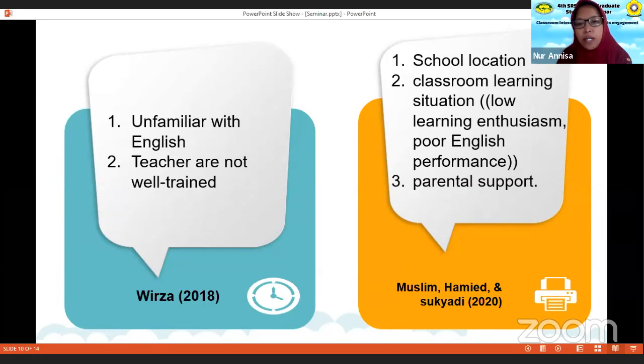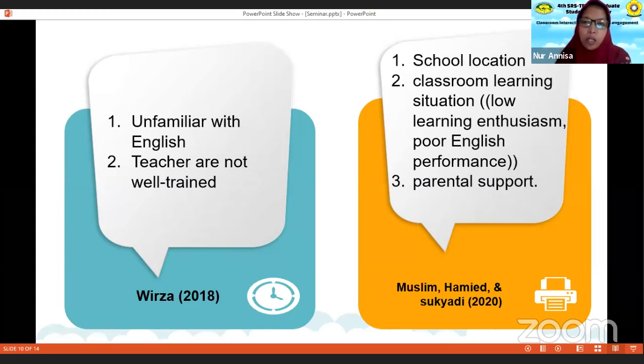And the second one is the classroom learning situation. The students have low learning enthusiasm, and in the classroom there is poor English performance that makes students not want to invest in learning language. And the third is parental support.